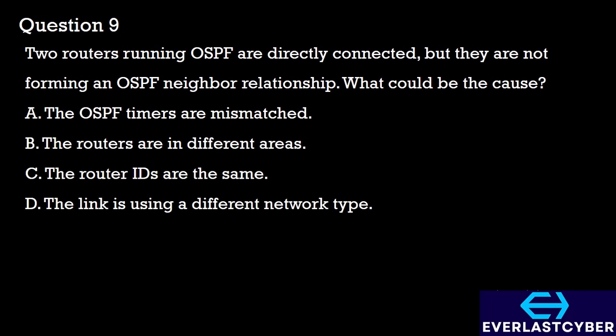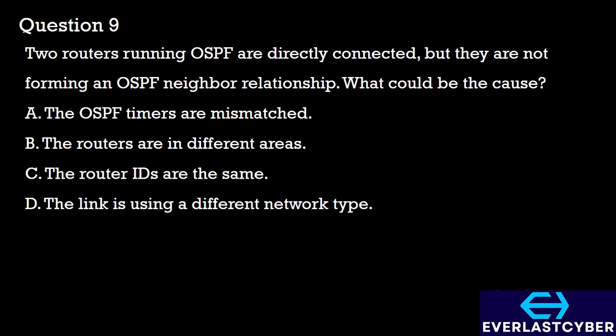While mismatched OSPF timers can prevent neighbor adjacency, it is not common. It is less common than router ID conflicts. So, in most implementations, the timers need to match, but they are typically correct unless manually configured incorrectly. In option B, OSPF routers can form neighbor relationships even if they are in different areas, as long as they are directly connected and the area configurations are correct for each side of the link.